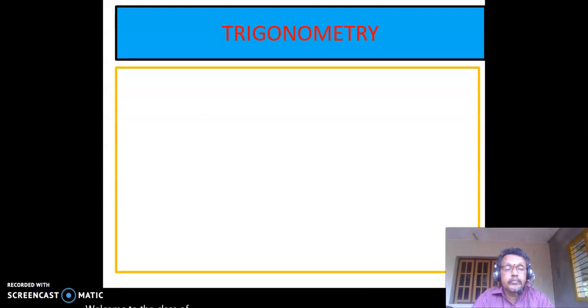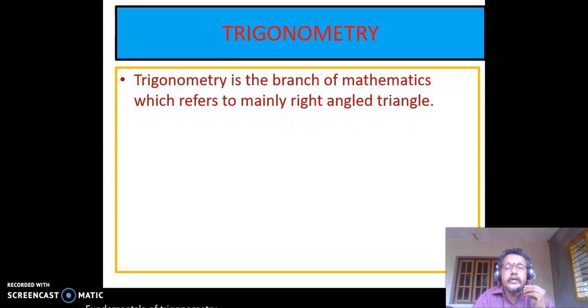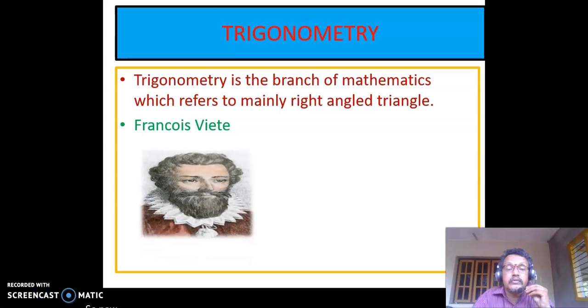First, we shall study the definition of trigonometry. What is trigonometry? Trigonometry is the branch of mathematics which mainly refers to the right angle triangle. Francisco Viète is the person who first gave the fundamentals of trigonometry.